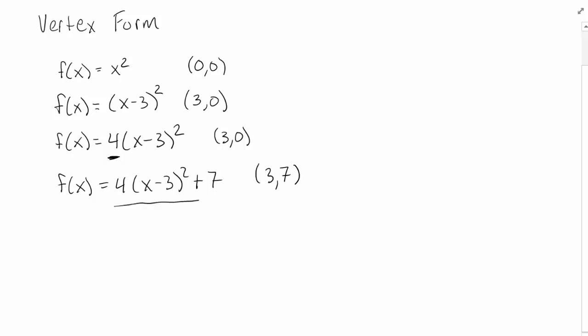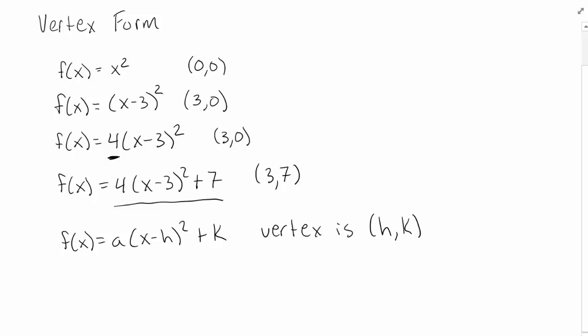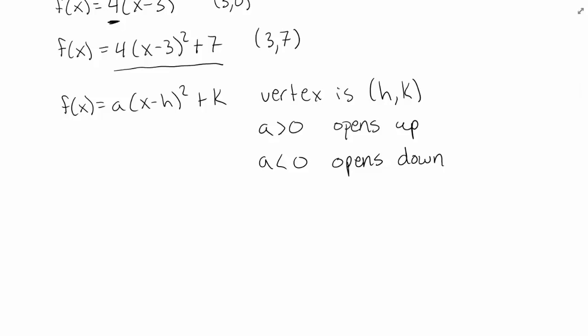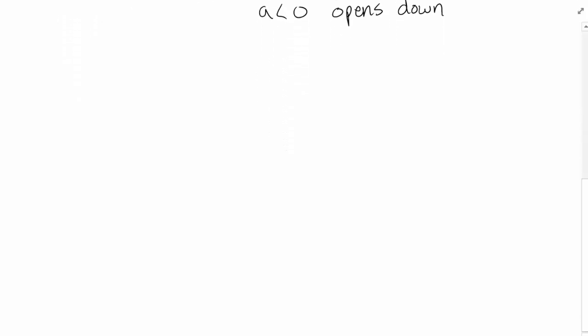So vertex form is essentially the following. It looks like f of x is equal to a times the quantity x minus h squared plus k, where the vertex is h comma k. If your a is positive, then that quadratic opens up. And if a is negative, then that quadratic opens down. Okay, so it's really easy to read off the vertex and tell whether it opens up or down quickly on a function in vertex form. So we like to put functions into vertex form, and we're going to do that by completing the square.